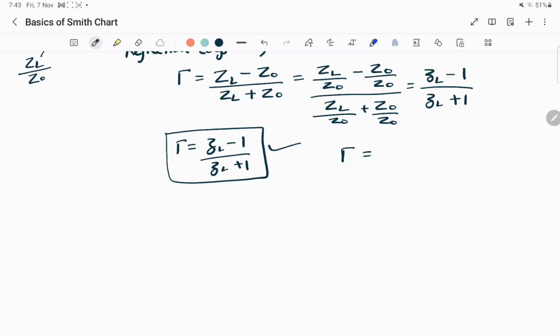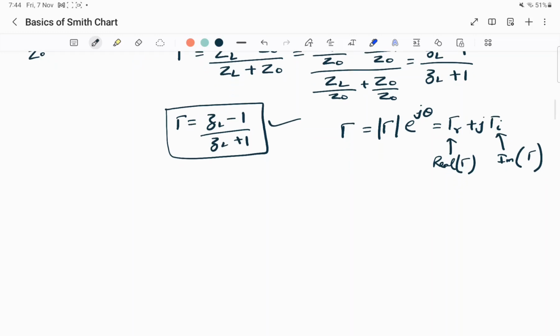Now before using this formula, let us write the reflection coefficient gamma in polar form as well as in complex form. In the polar form it can be written as mod of gamma times e to the power j theta, where this is the magnitude part of the reflection coefficient and this represents the phase part. Okay, and in the complex form it can be written as gamma r plus j gamma I, where this gamma r is the real part of the reflection coefficient and this gamma I is the imaginary part of the reflection coefficient gamma. Okay, alright. Now let us use this formula.